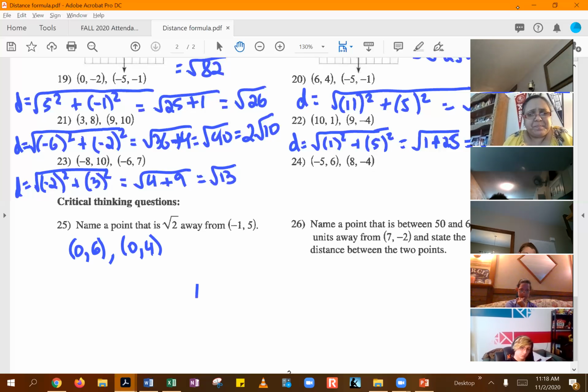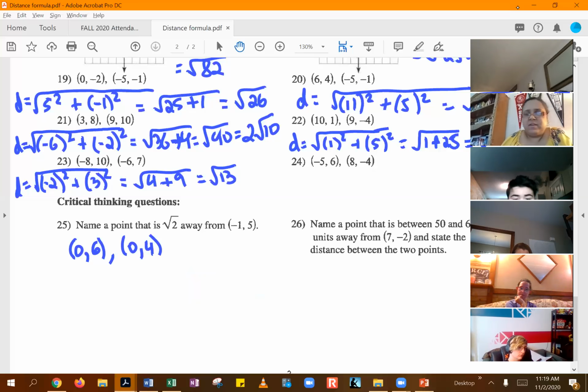If you did 6 minus 5, that would still be 1, so that would be 1 squared. Or if you did 4 minus 5, that would still be -1. -1 squared would be 1. So yeah, 1 plus 1 would get you square root of 2. Okay, so that works out very good.